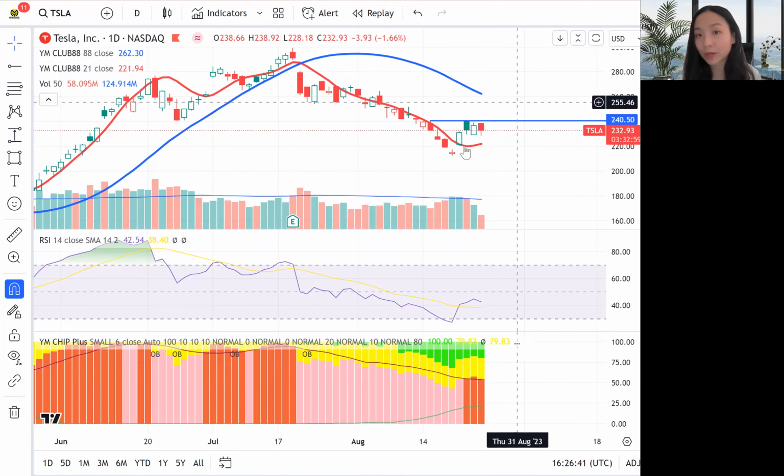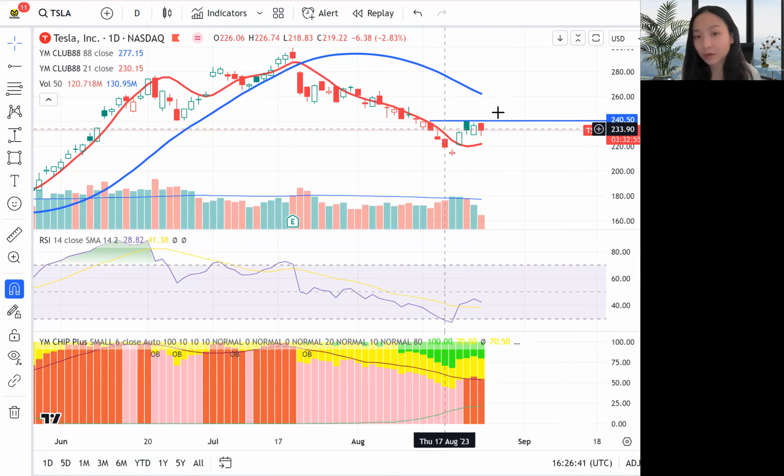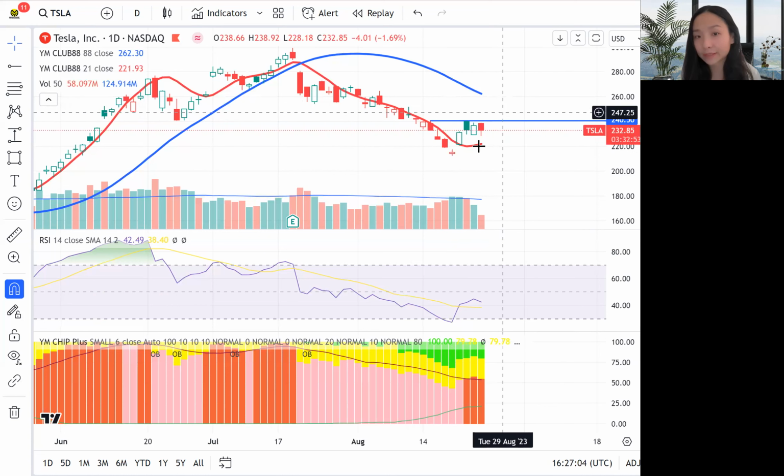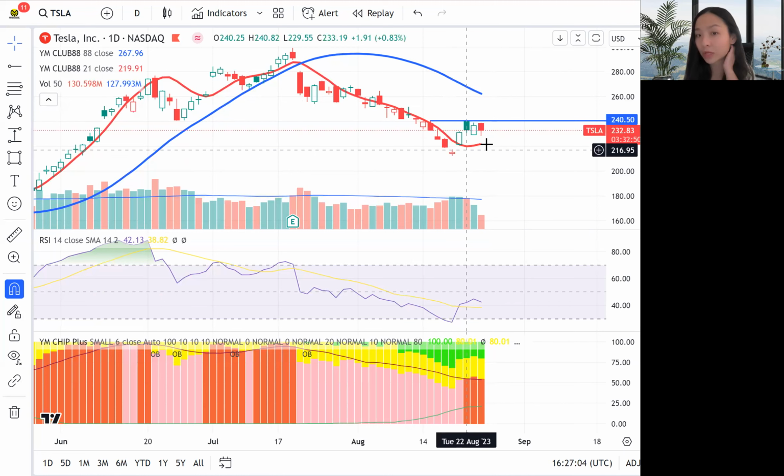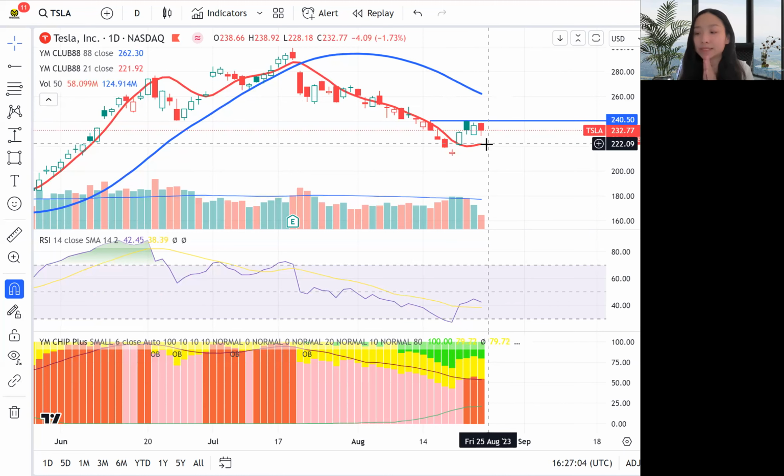We are still above this red line, and we are still on top of this red line, and then it's turning upward. So let's see how it goes. Okay, so today this is the update for Tesla, and I see you in the next video.